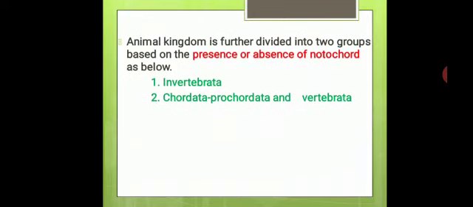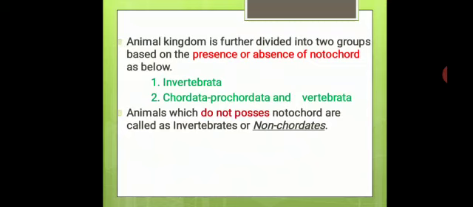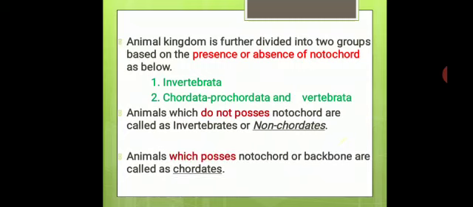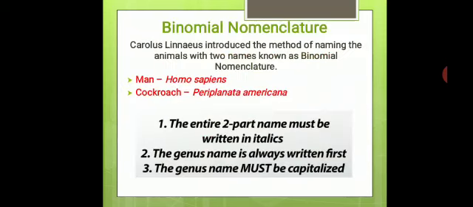And next we are going to see the further classification, that is, the animal kingdom is further divided into two groups based on the presence or absence of notochord. That is vertebrates or invertebrates, based on the presence of backbone. If they have backbone, then they will come under the category vertebrate. If they don't have backbone, then they will come under the category called invertebrate. So now listen, animals which do not possess notochord are called invertebrates or non-chordates. Animals which possess notochords or backbones are called chordates.